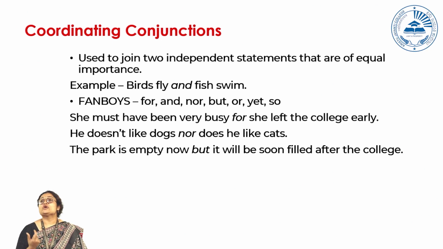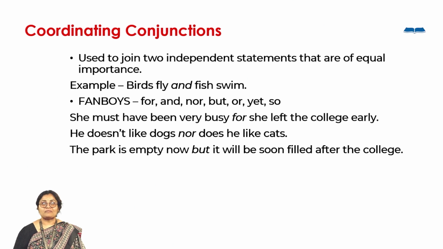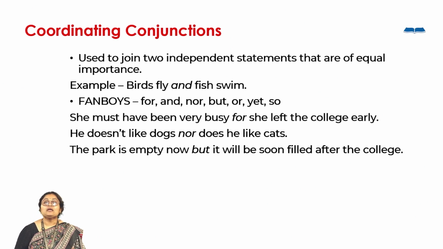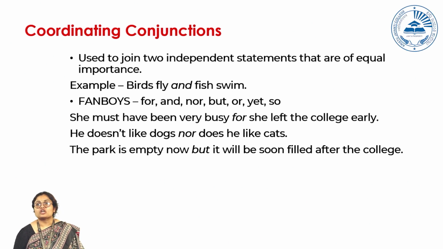Now there is a mnemonic FANBOYS, through which you can easily remember which are the commonly used coordinating conjunctions. So F stands for for, A stands for and, N stands for nor, B stands for but, O stands for or, Y for yet and S for so. Using this mnemonic, you can easily remember the important coordinating conjunctions. Now we will just have a look at a few examples. She must have been very busy for she left the college early.